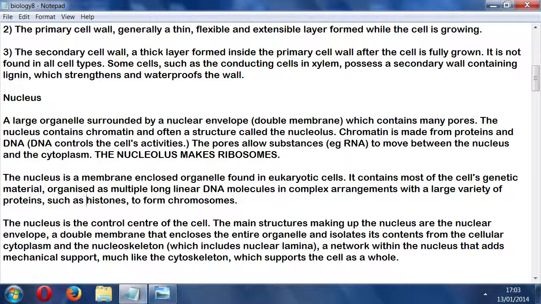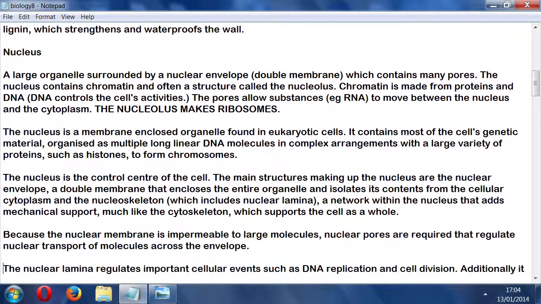The main structures making up the nucleus are the nuclear envelope, a double membrane that encloses the entire organelle and isolates its contents from the cellular cytoplasm, and the nuclear skeleton, which includes nuclear lamina, a network within the nucleus that adds mechanical support, much like the cytoskeleton, which supports the cell as a whole. Because the nuclear membrane is impermeable to large molecules, nuclear pores are required that regulate nuclear transport of molecules across the envelope.